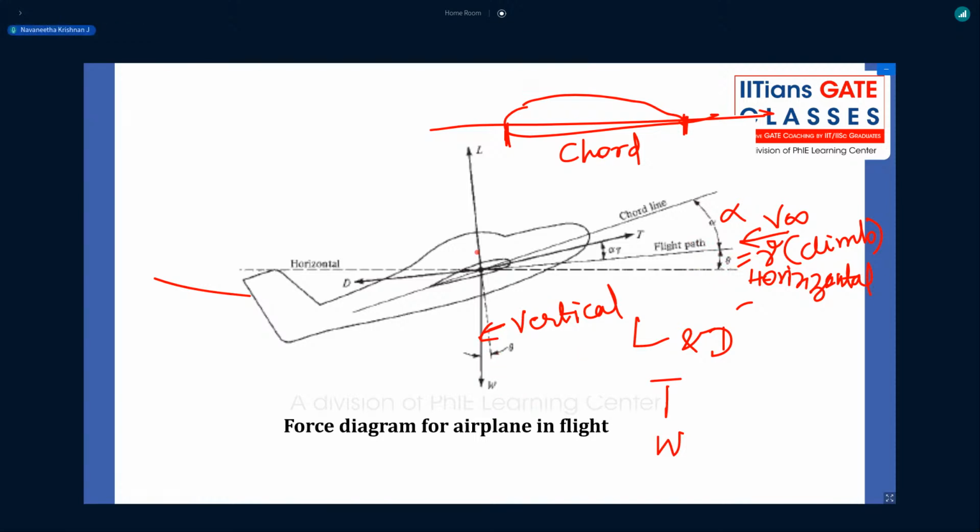Any doubt on the force diagram representation of this airplane? Because if you understand this, everything I am going to derive is based on only this free body diagram. You can freely ask if you have any doubt. Everything related to aircraft performance is based on this force diagram.